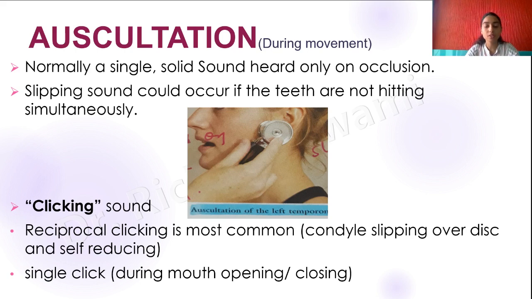Check for TM joint auscultation, especially during movement. Normally a single solid sound is heard only on occlusion. Sleeping sound could occur if the teeth are not hitting simultaneously. Okay, and here the clicking sign may be heard, which we already discussed.